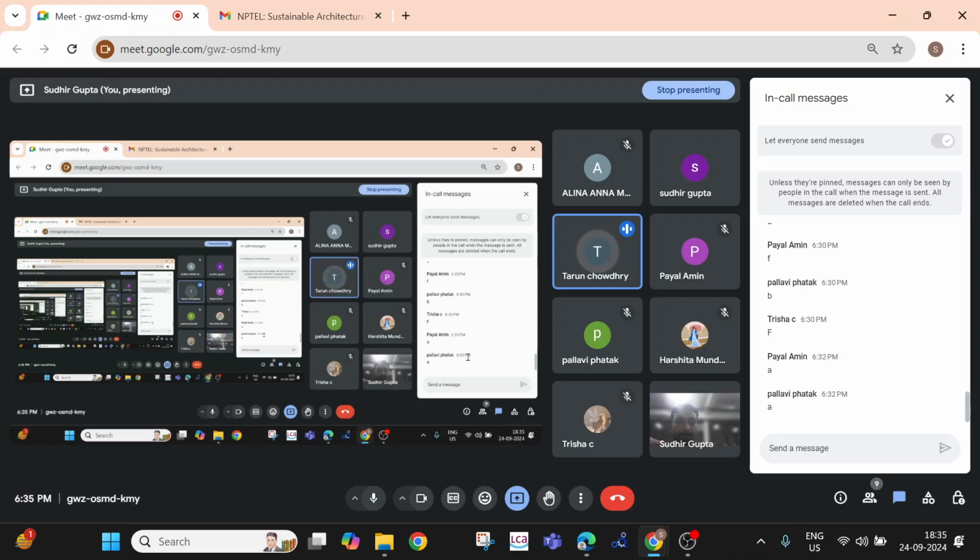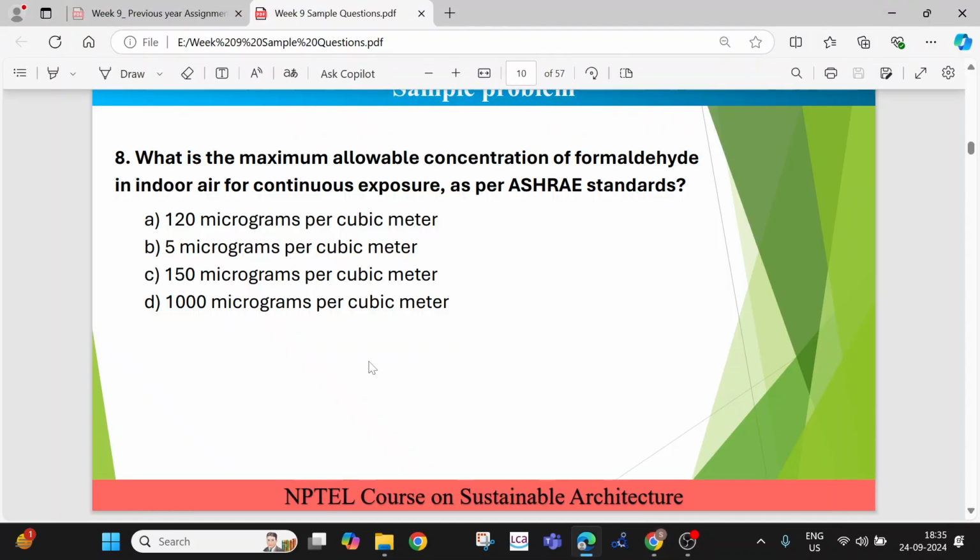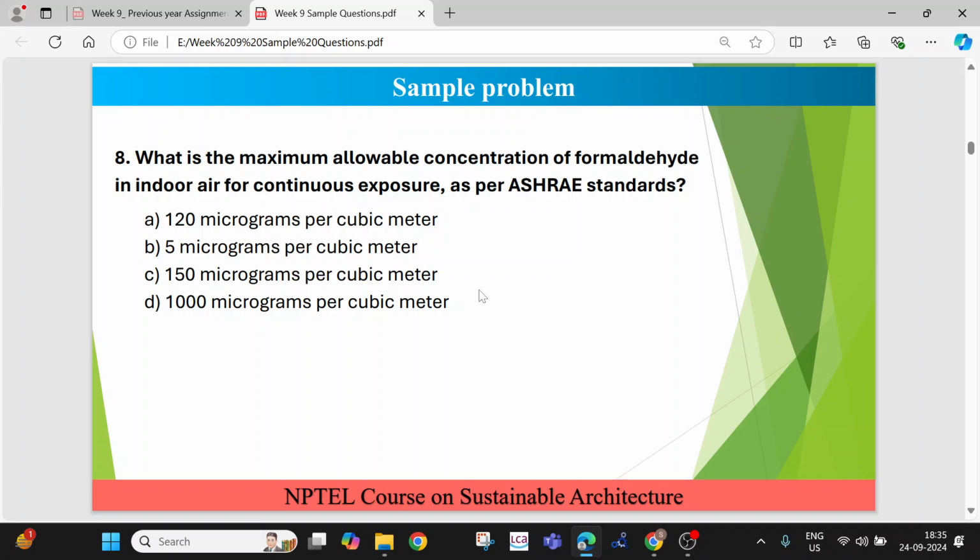In these slides, sir, I have seen it is... How much? 120. Yeah. So both the persons have given the right answer. It is 120 micrograms per cubic meter. The standard for maximum continuous exposure of formaldehyde is 120 micrograms per cubic meter of air. Fine.